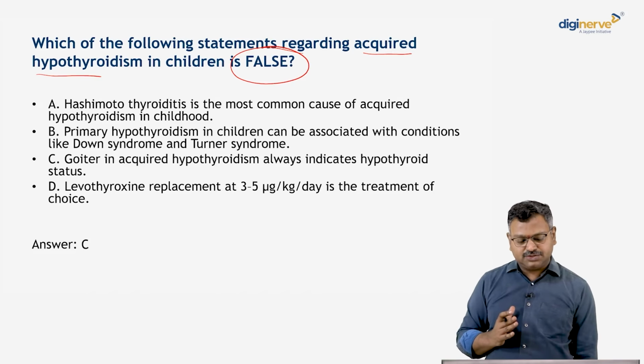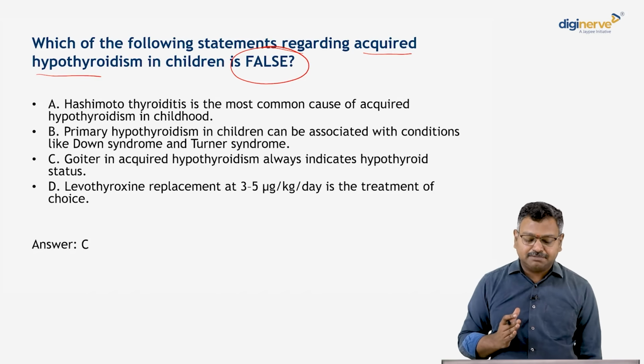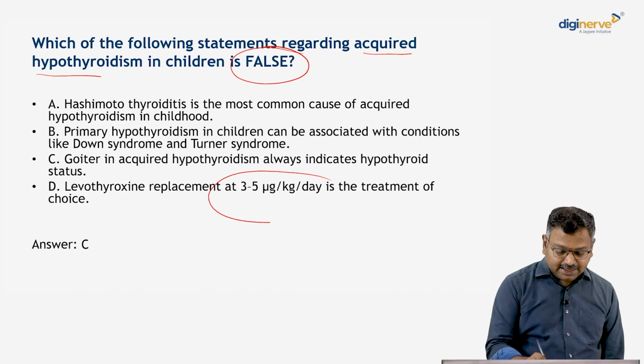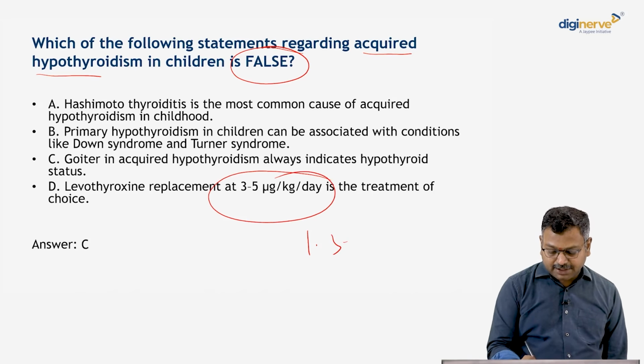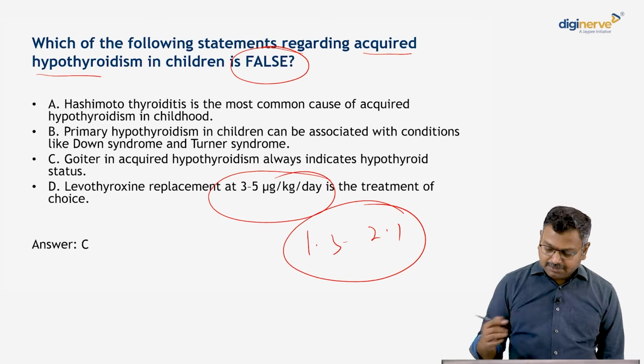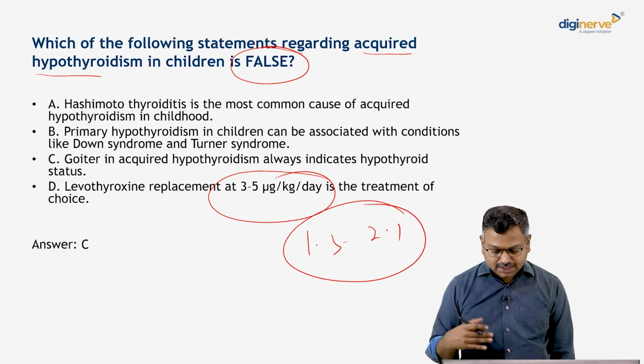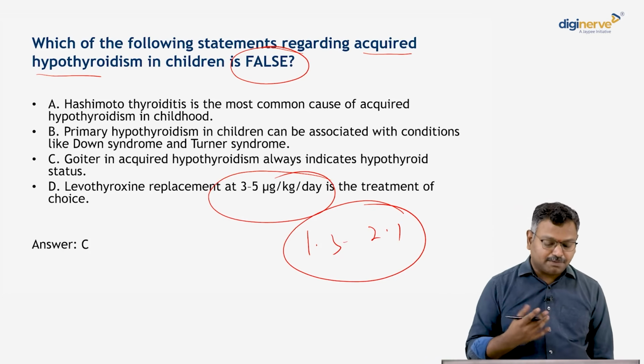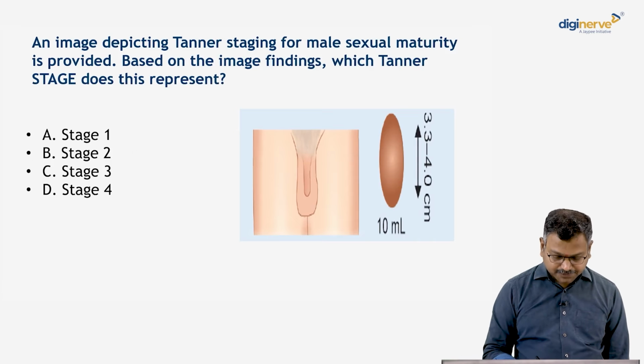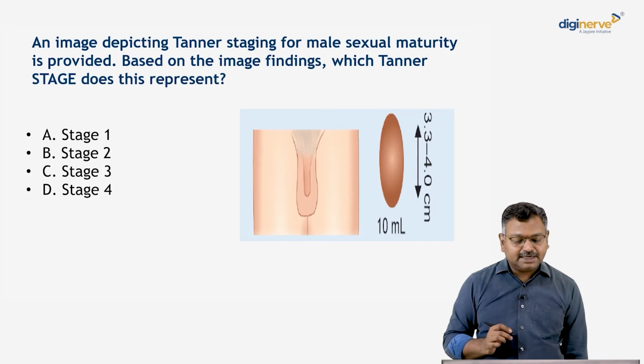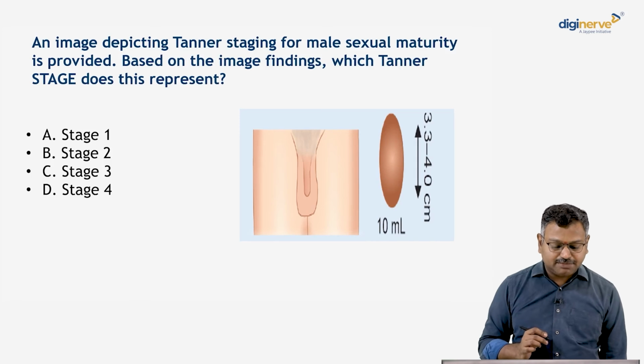The levothyroxine dose, you have to remember, it is 3 to 5 microgram per kg per day in children. In adults, we give around 1.3 to 2.1 microgram per kg. But in children, we give a higher dose so that the replacement is proper. That's what we use. The image depicting the Tanner stage, male sexual maturity.